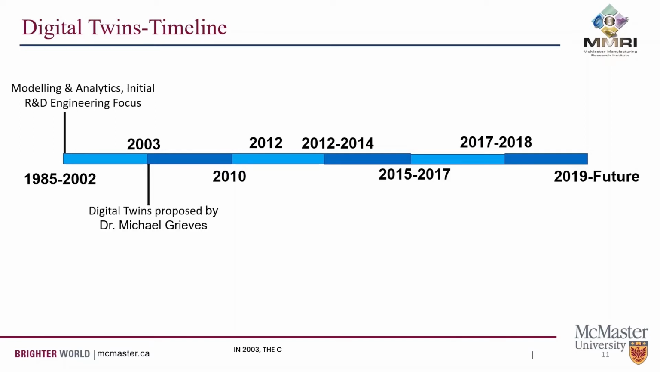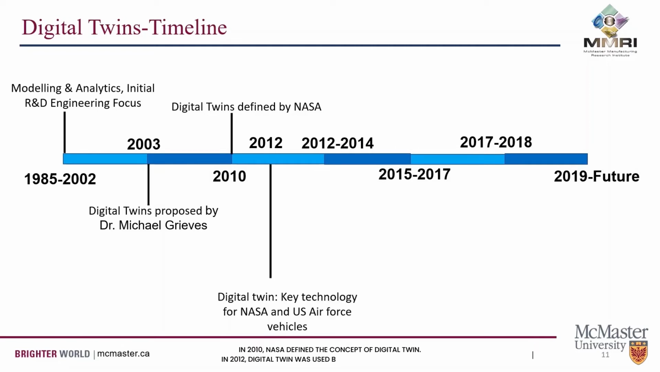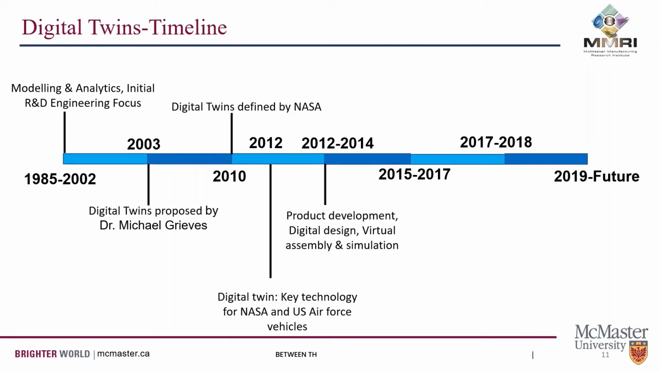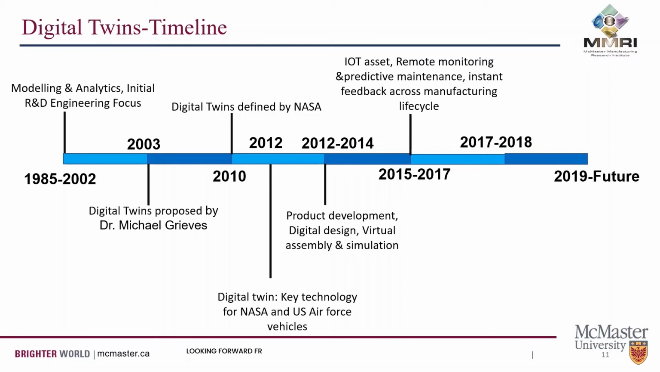In 2003, the concept of digital twin was proposed, but not too much work had happened by then. In 2010, NASA defined the concept of digital twin, and in 2012, digital twin was used by NASA and the United States Air Force. Between 2002 and 2014, there were some efforts made in manufacturing and other sectors regarding product development, digital design, virtual assembly, and simulation.